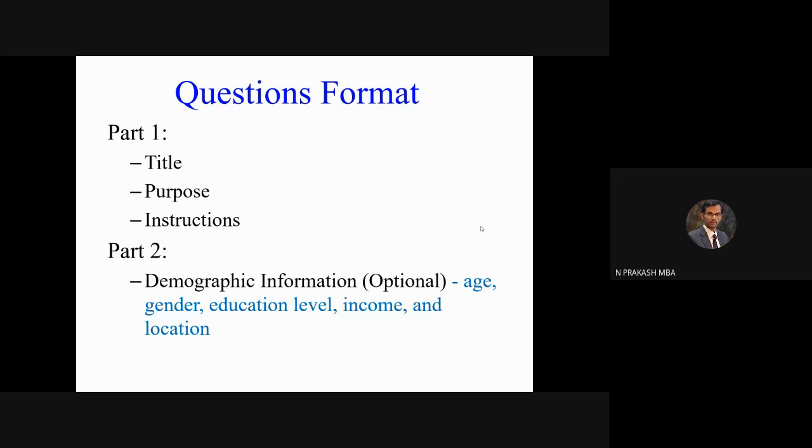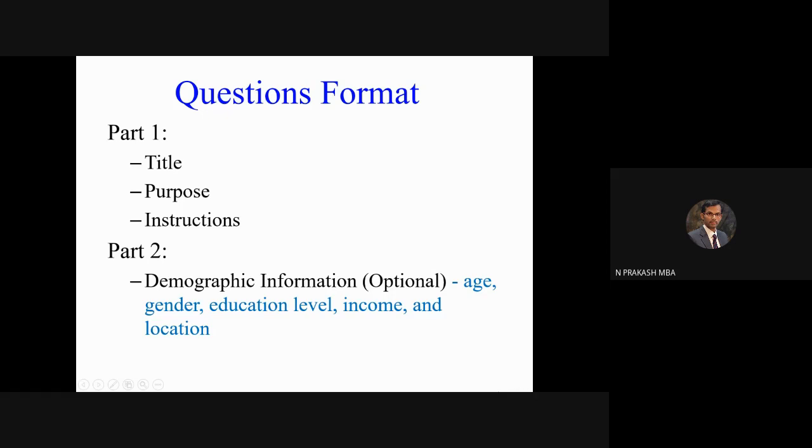So what is going to be added in part 2? In part 2, we're going to have two important things. One is the demographic profile of the consumer, and the other is the main core part of the questions, that is, the objective questions. First, in the initial demographic information, we will have your name, phone number, age, gender, education, income, and location. These are all the things we can add in the demographic information.